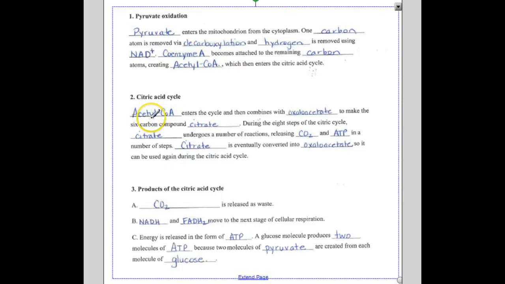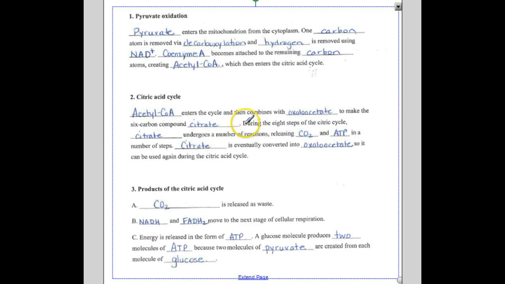So acetyl-CoA enters the cycle. So remember, this is from our pyruvate oxidation, and it combines with a compound called oxaloacetate. And what you make out of that is a 6-carbon compound called citrate, also known as citric acid. Okay, and that's where the citric acid cycle is sometimes used instead of Krebs. Krebs is obviously named after the scientist who studied this cycle in detail.